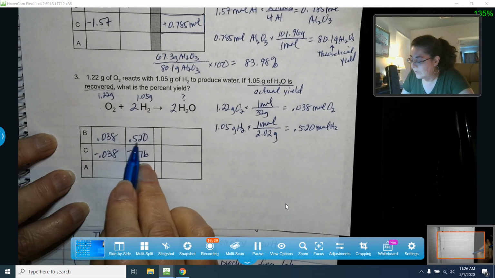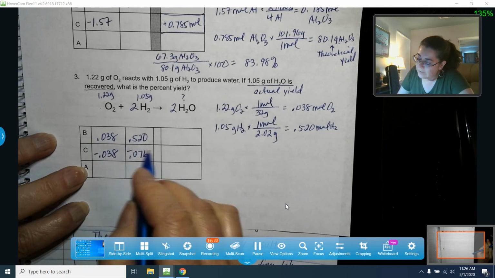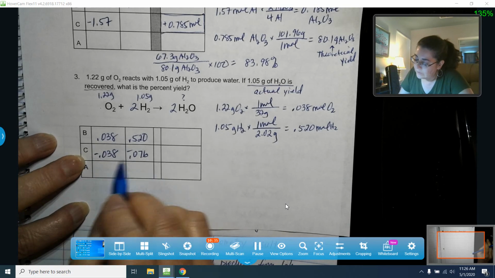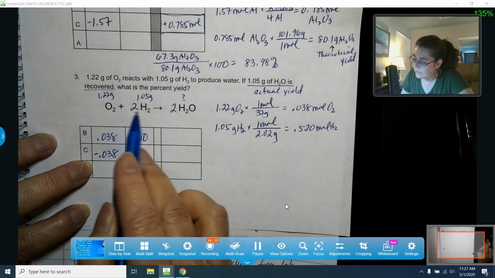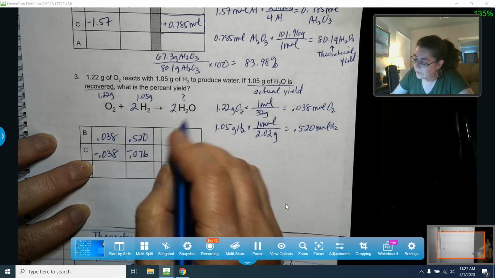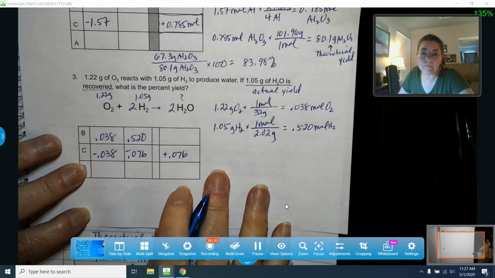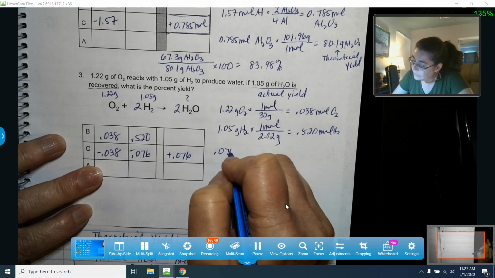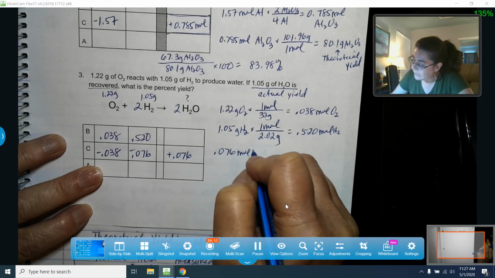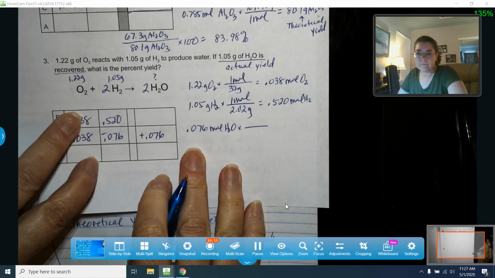If I did half of this, it'd be like 0.25. We don't have enough there. So this is my limiting reactant, and it's going to determine how much product I can make. It's also a 2-to-1 ratio, so we're going to make 0.076 moles of water. Now let's take this 0.076 moles of H2O and change it into grams.